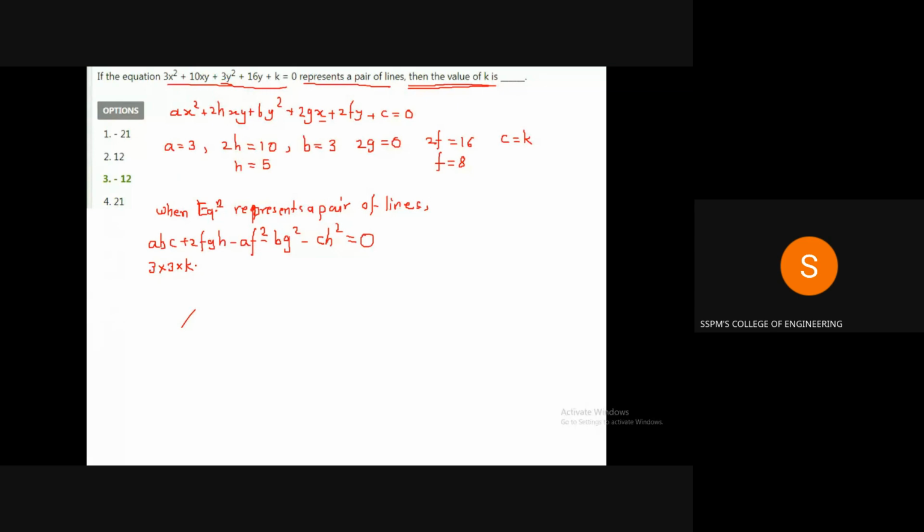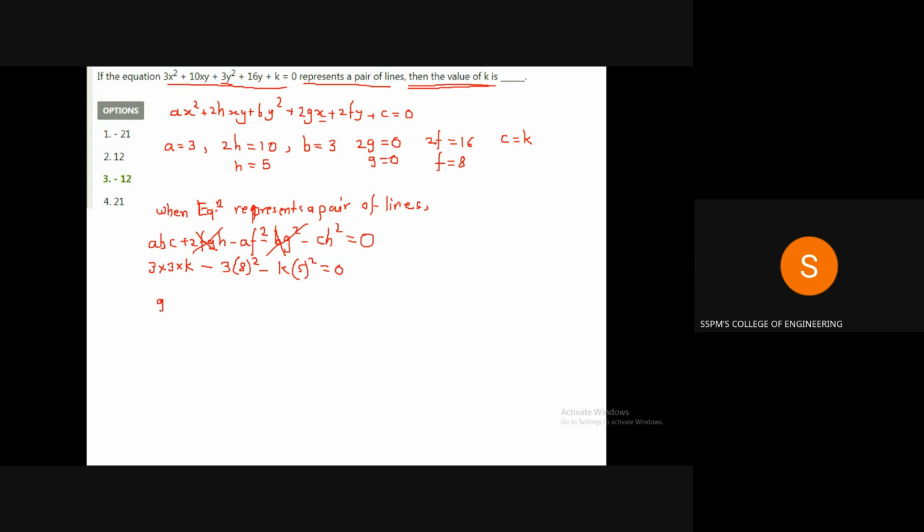Okay. Plus 2FGH. The value of G is 0, so therefore this will get cancelled. Again, BG square also will get cancelled. So minus AF square. ABC is 3 into 3 into K, minus AF square, that is minus A, the value of A is 3, F square, F is equal to 8, so 8 square, minus CH square, the value of C is again K, and H square is 5 square, is equal to 0.